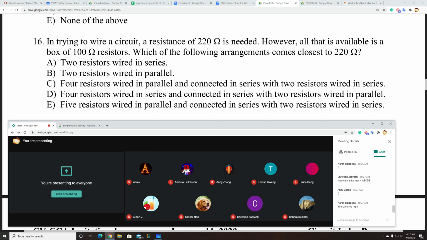You guys sure? Are you guys 100% sure? Because I'm gonna tell you guys that there is an answer that will get you exactly 220 ohms. There's an answer that will get you exactly there.